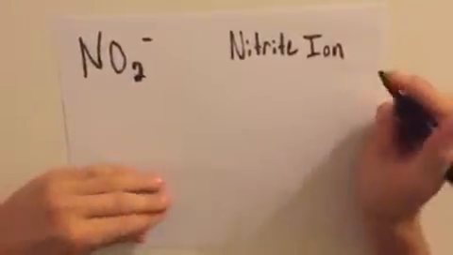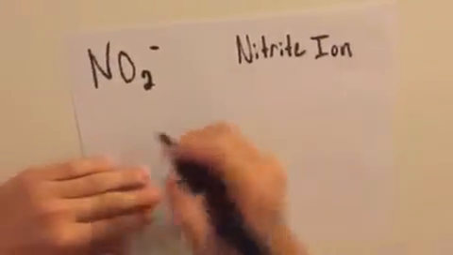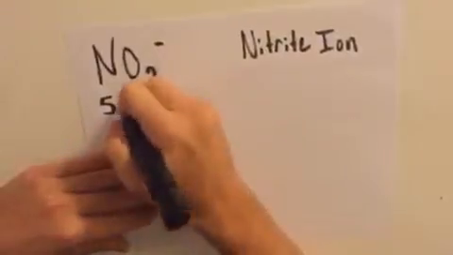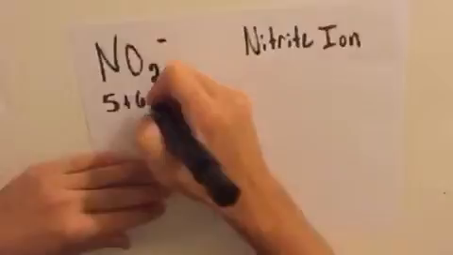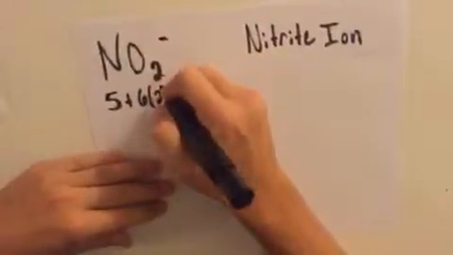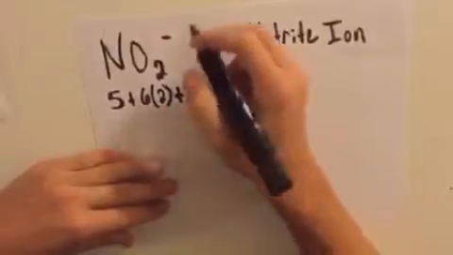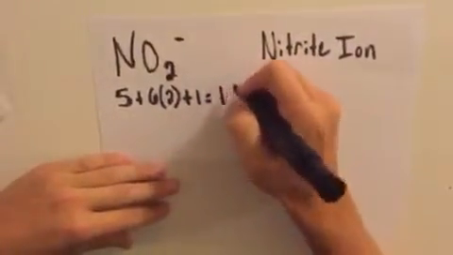Finally, we have NO2 minus, which is the nitrite ion. Nitrogen has 5 valence electrons. Oxygen has 6 valence electrons, but there's 2 oxygens, so we multiply that by 2. And then we add another electron for the negative. That gives us 18 overall.